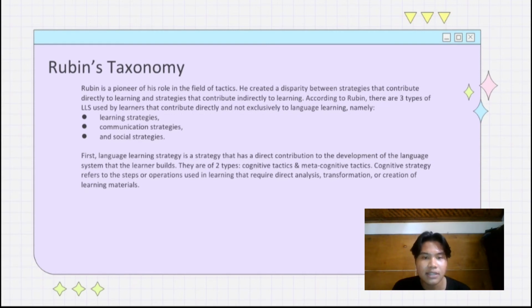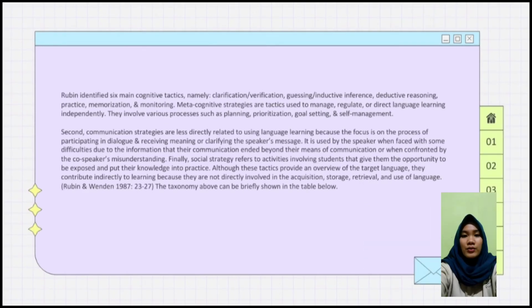First, language learning strategy is a strategy that has a direct contribution to the development of the language system that the learner constructs. They are of 2 types, cognitive tactics and metacognitive tactics. Cognitive strategy refers to the steps or operations used in learning that require direct analysis, transformation, or creation of learning material. Rubin identified 6 main cognitive tactics, namely clarification or verification, guessing or inductive inference, deductive reasoning, practice, memorization, and monitoring.